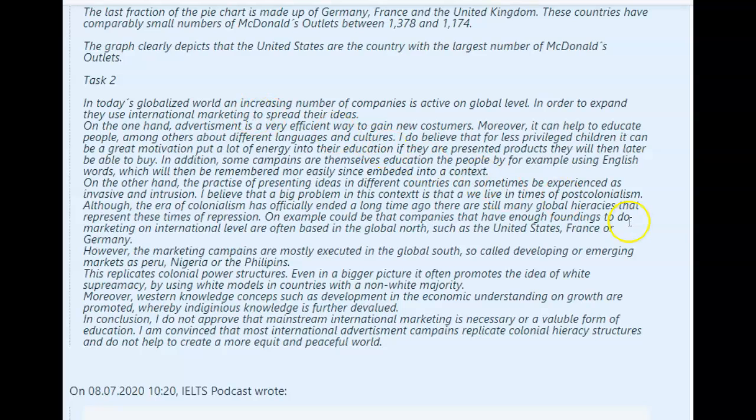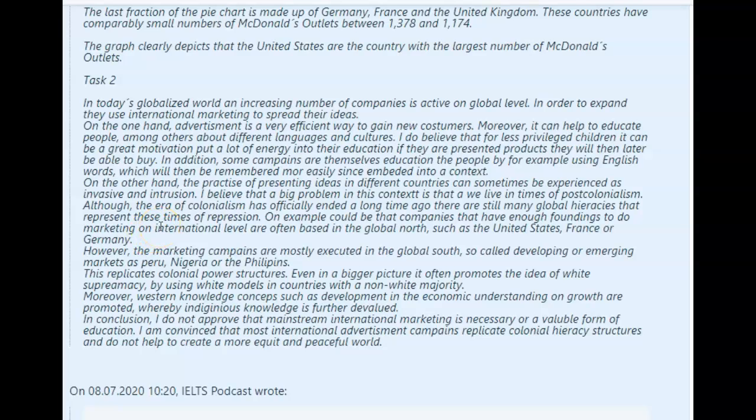What are you saying here? I'm not sure what you're saying. Anyway, that represent these times of repression. One example could be that companies that have enough funding to do marketing on an international level, often based in the global north, such as the United States, France, or Germany.